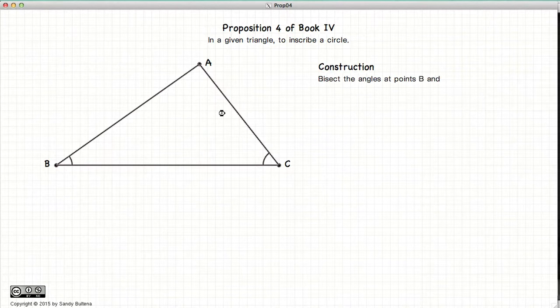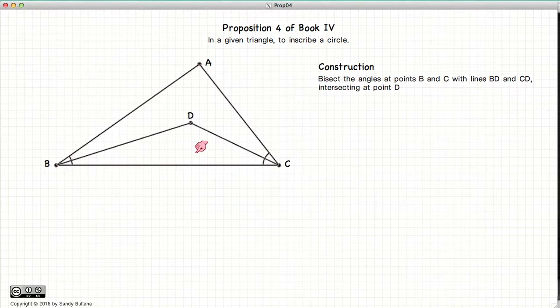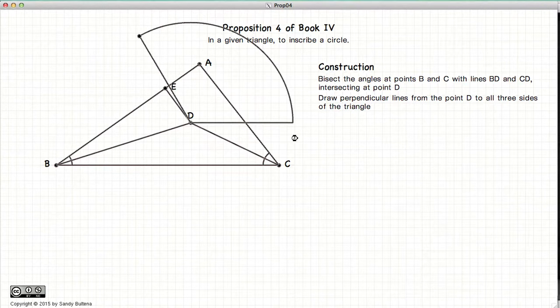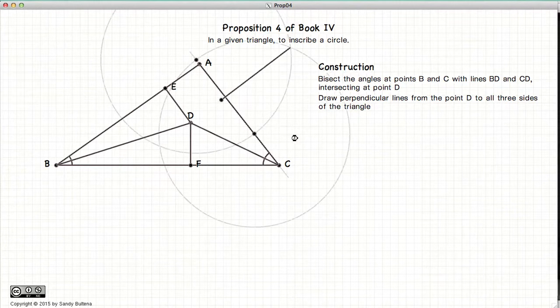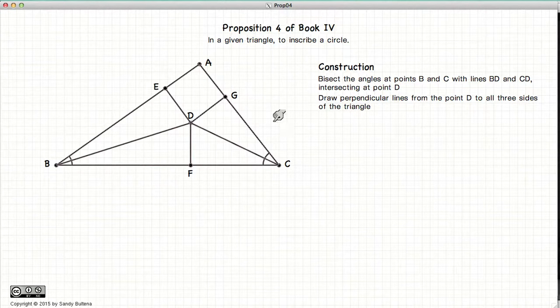So to do this, the first thing we're going to do is bisect the angles at B and C. And where these lines meet, we shall call point D. Now we're going to draw from point D three lines such that they are perpendicular to the respective sides of the triangle. So this would be a right angle, this would be a right angle, and this would be a right angle.